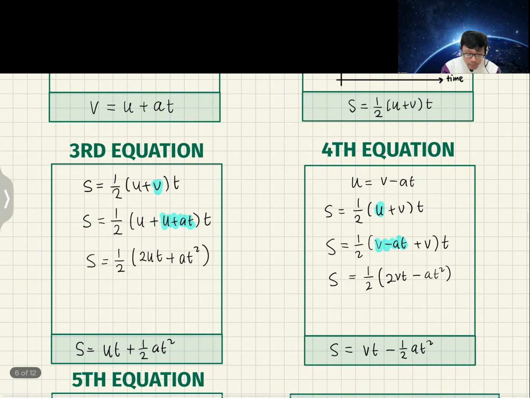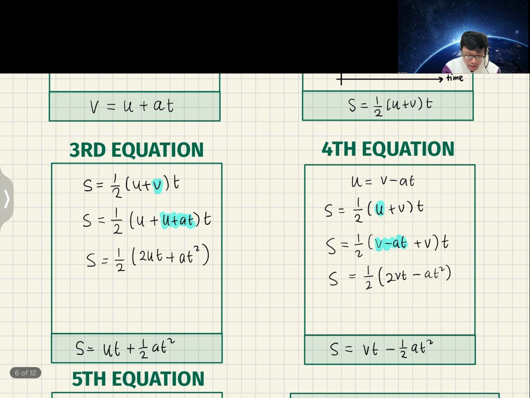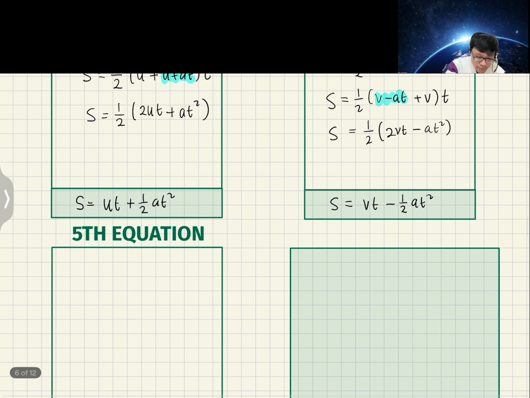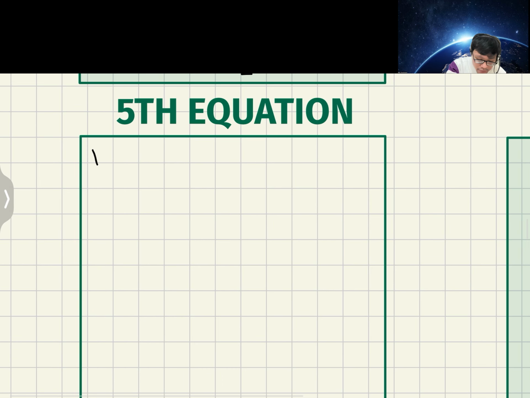Now, instead of plugging in v and u, how about if we plug in t? Well, we cannot plug in a because there's no a in the second equation. So we can plug in t instead. So t, from the first equation, we have v equals to u plus at.